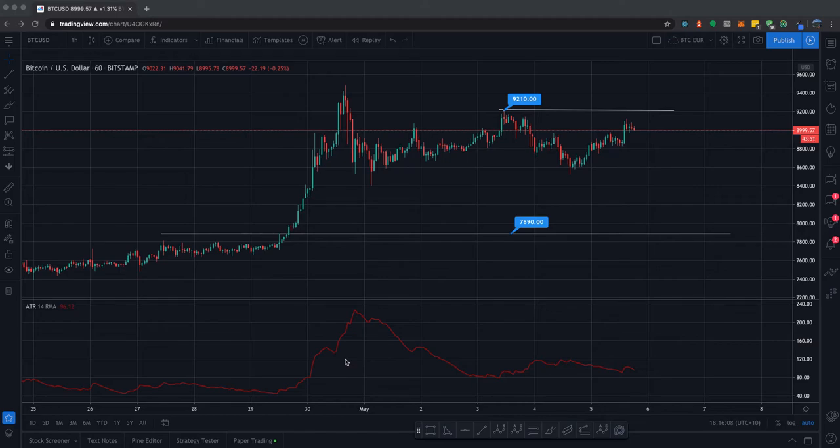So what we use this indicator for is to set our stop loss, to set our take profit, to gauge whether there's going to be a big move or to see if there's going to be some consolidation.